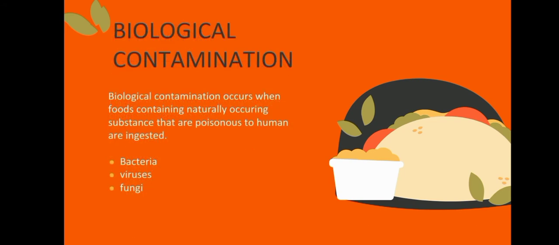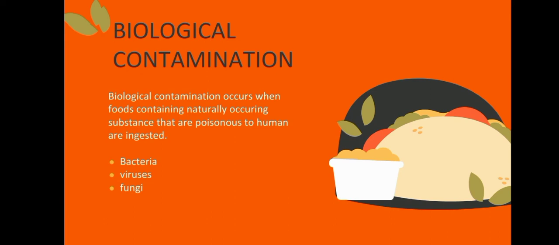The third one is biological contamination. Biological contamination occurs when food containing naturally occurring substances that are poisonous to humans is ingested. Biological contaminants are products of living organisms that pose a risk to human health if absorbed into the body. It is a common cause of food poisoning and food spoilage. Food poisoning can happen when disease-causing bacteria or other germs, also called pathogens, spread to the food and are consumed.